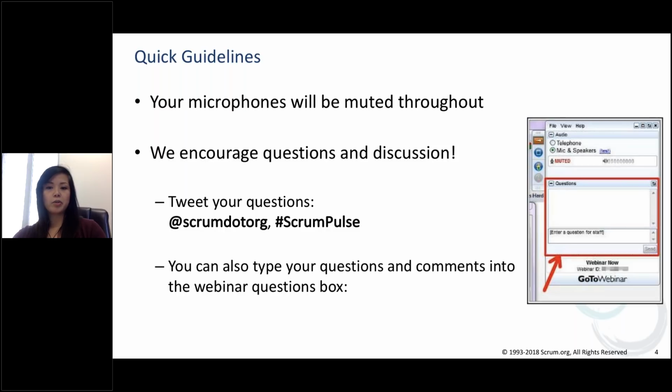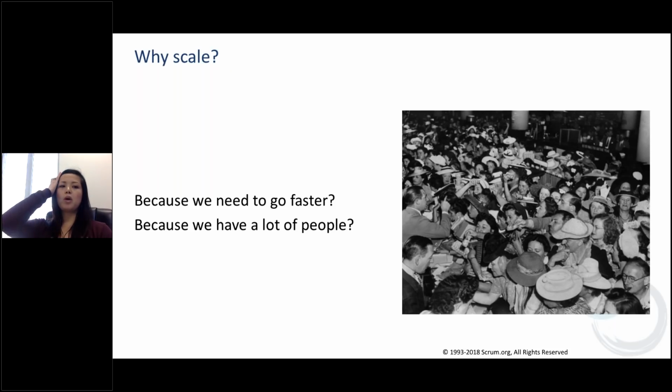So here today, I'm here to give an introduction to Nexus, to talk about scaling Scrum with the Nexus Framework. But generally, when I start the conversation at conferences or with clients, we always want to talk about first, why are we scaling? Scale has been such a big buzzword, and generally, when we're thinking about it, is it because we need to go faster? Is it because we have a lot of people?